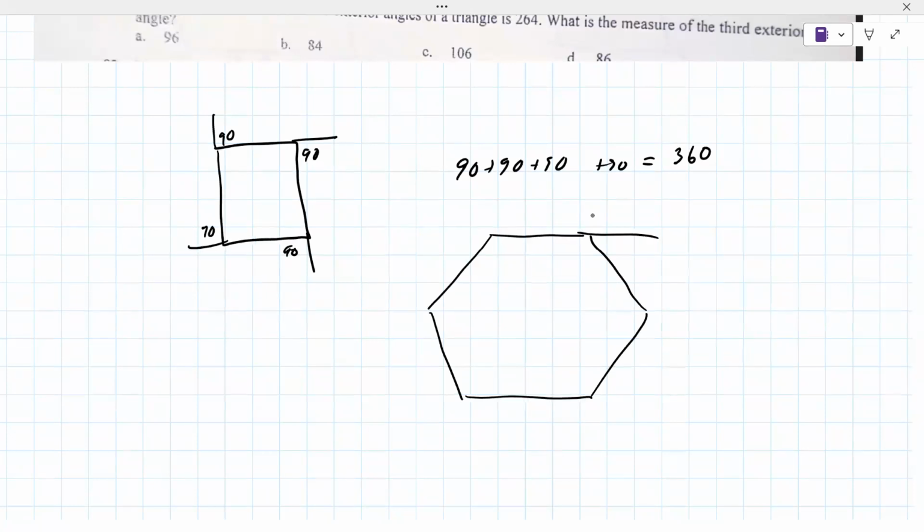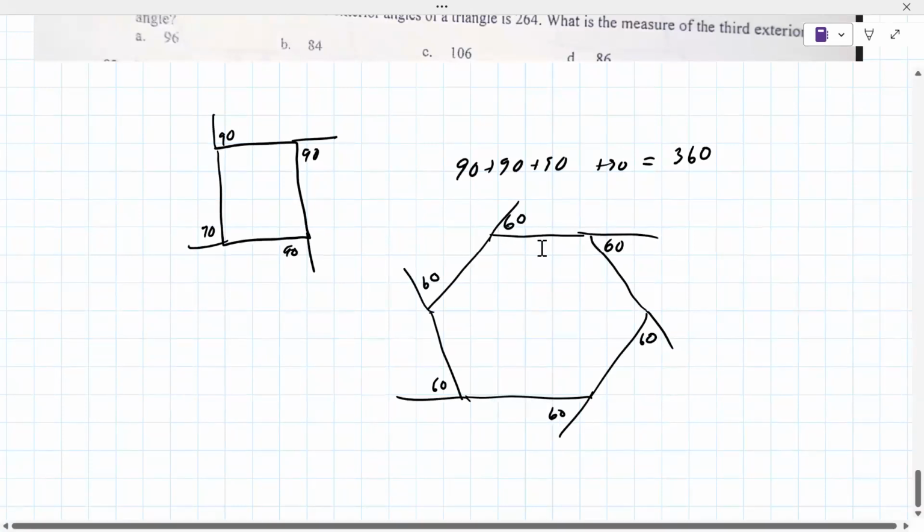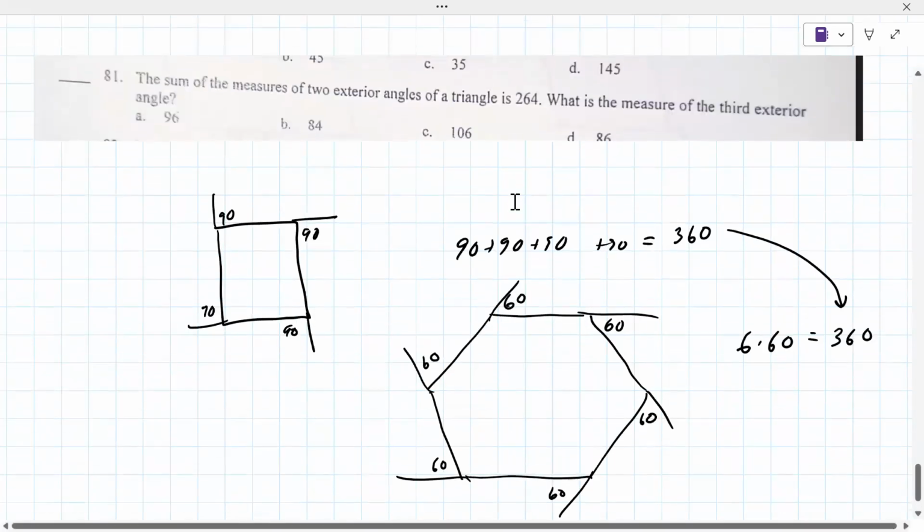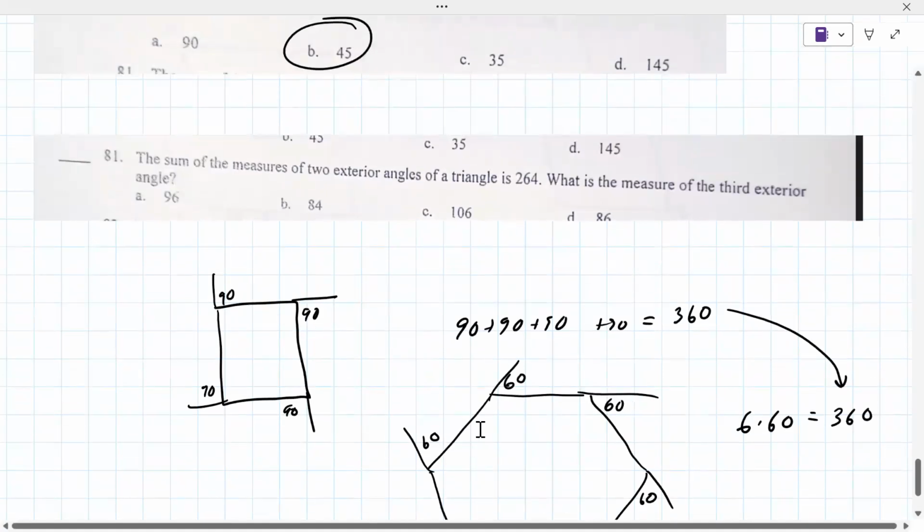In a hexagon, the interior angle is 120, so these end up being 60. How many of them are there? 6. What is 6 times 60? 360. So the sum of the exterior angles is always 360, always. Doesn't matter whether it's a rectangle, pentagon, hexagon, triangle. The sum of the exterior angles is 360.